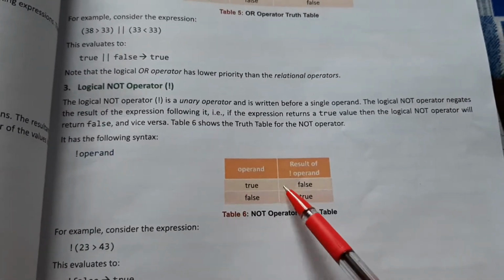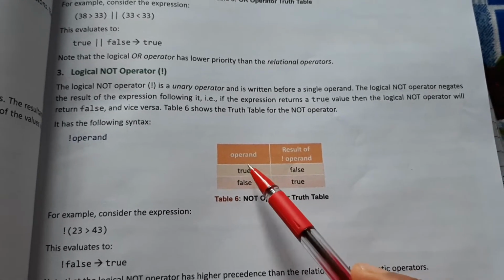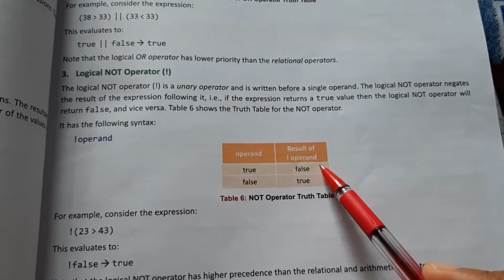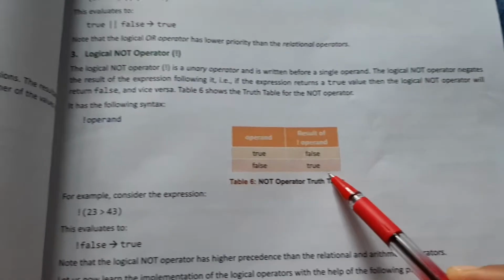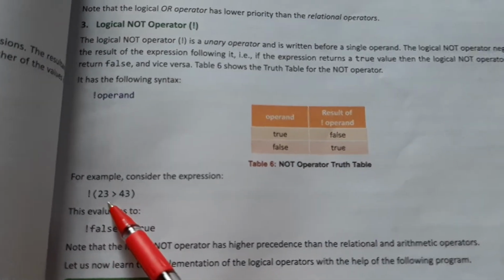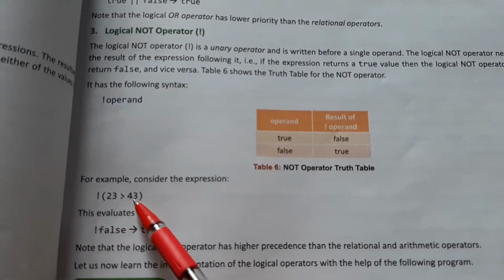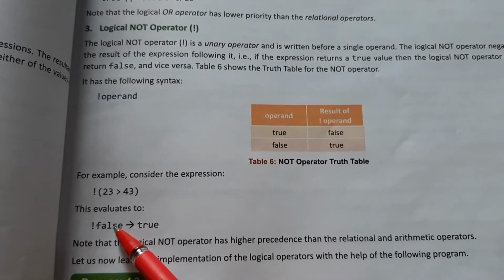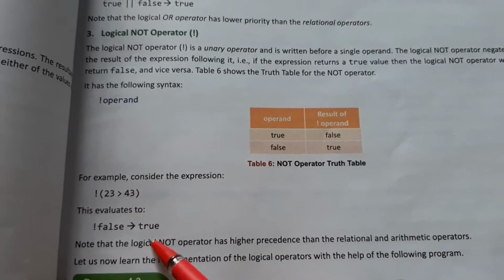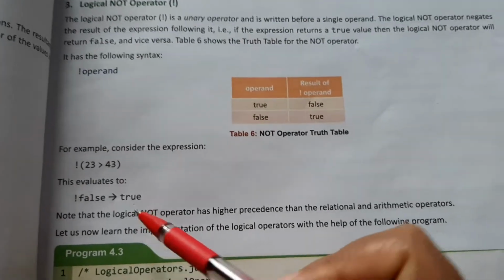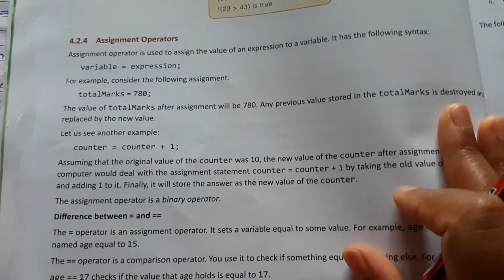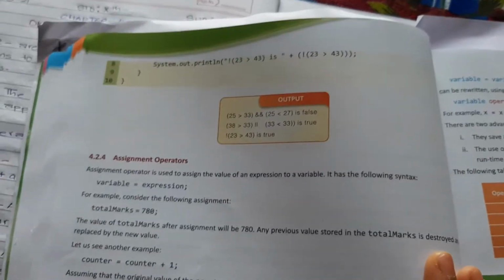NOT is the opposite, it is a complement. Opposite in the sense that if it is true, then it will become false. If it is false, then it will become true. So if you see here, what is the condition given? 23 is greater than 43, so the condition is false, and ultimately the output becomes true. So this is about the NOT operator. This is all about the logical operators. There are three types of logical operators: AND, OR, and NOT.